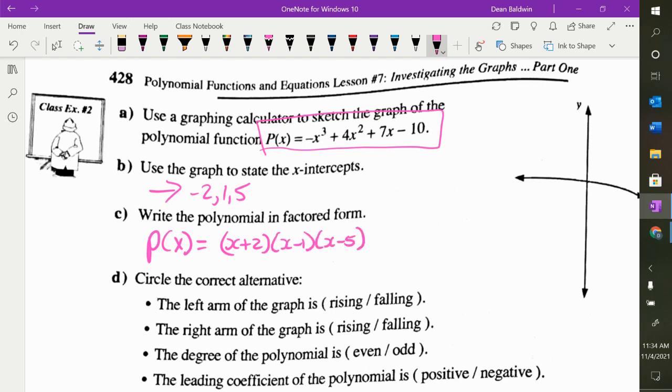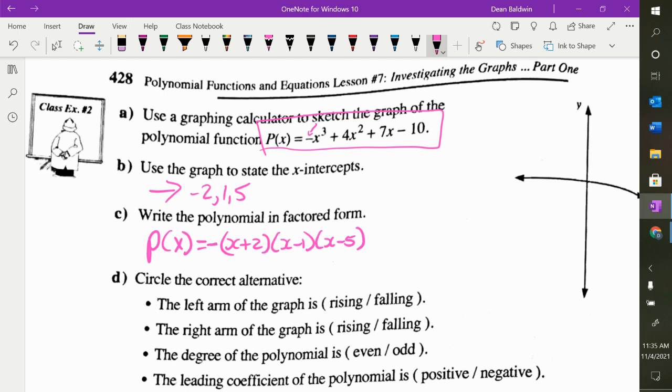Is that it written in factored form? No. Why not? Because I said so. Because there's a negative in front of the x cubed. So you have to put the negative there.